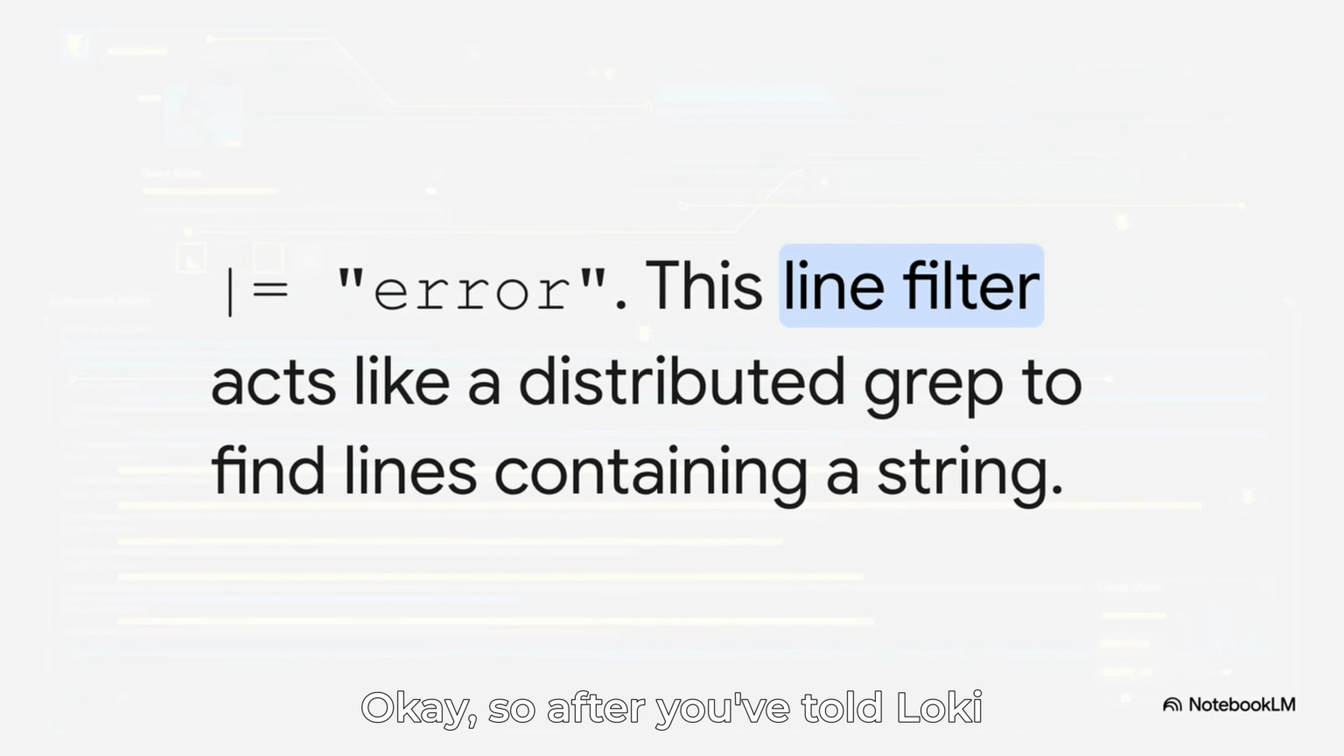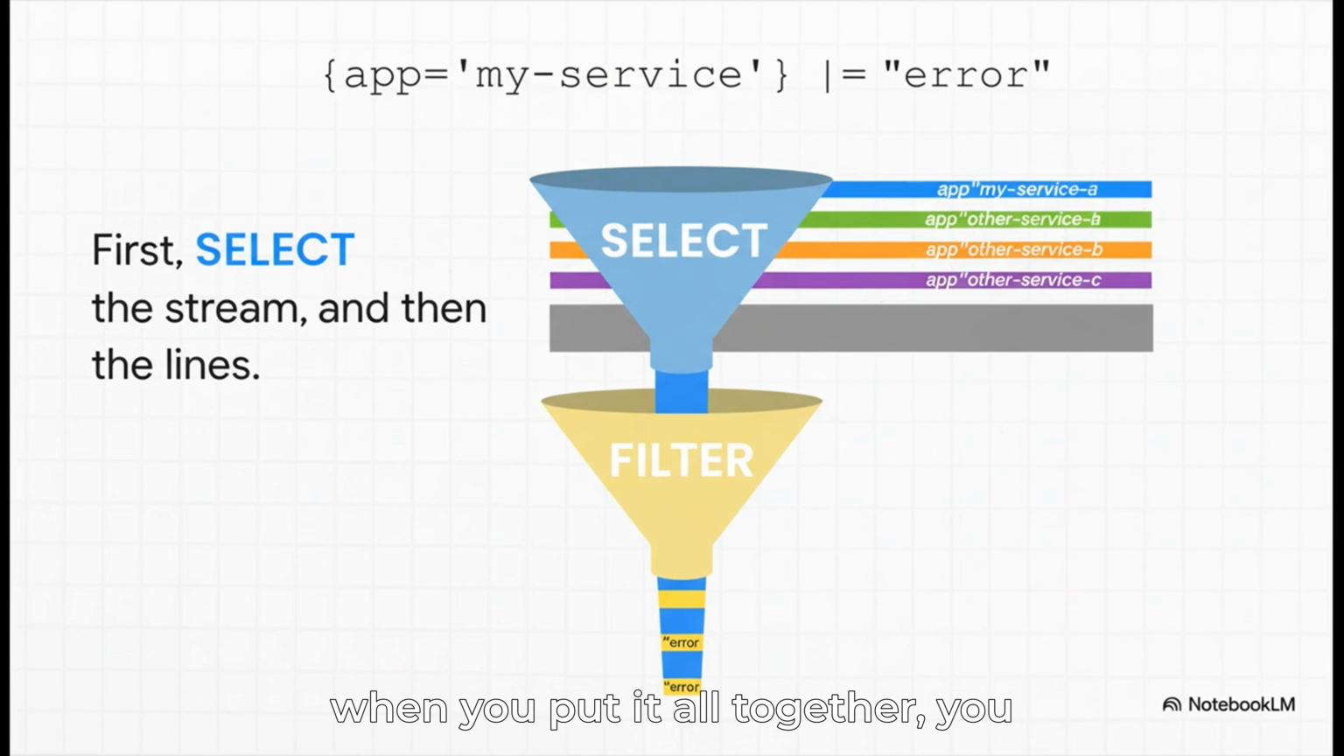Okay, so after you've told Loki where to look, you need to tell it what to look for, and that's where a log pipeline comes in. The most common one you'll use is a simple line filter. This operator, |=, just means the line contains this string. So |= error is like running a massive distributed search for the word error across all the logs you just selected. And when you put it all together, you get your first complete query.